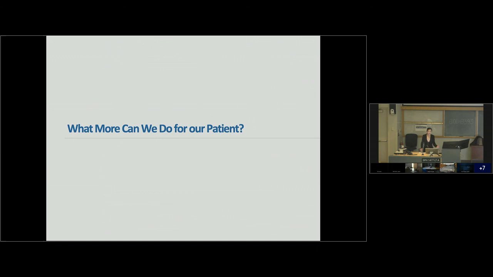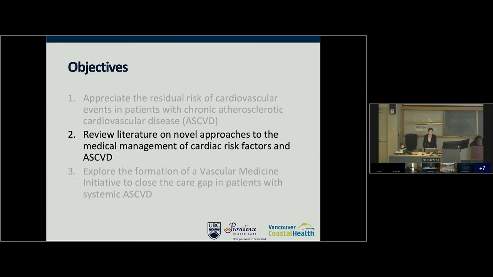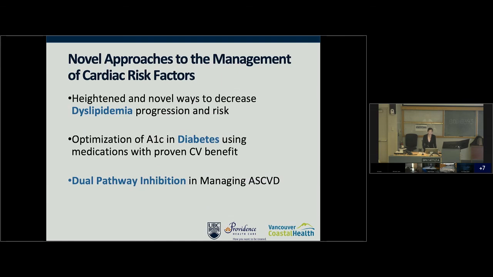So that brings us to this question: what do we do for our patient? What can we do, and what should we do? So we'll talk about the literature on some of the novel approaches now we have for managing cardiac risk factors and also for managing ASCVD. Let's start with dyslipidemia management. So this will be a quick overview of what we'll talk about in this section: dyslipidemia management, diabetes management, and also dual pathway inhibition and management of ASCVD. So let's start with the first one.